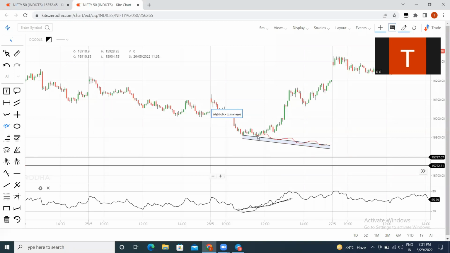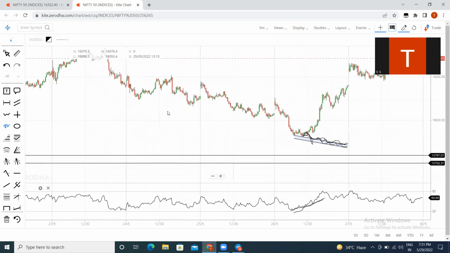The only time I will exit puts on this day is when it falls below this trend line. If it breaks this trend line, I will exit my put. Till the time it is trading above this trend line, I will hold on to my put. Till the time it's trading above this channel, I will hold on to my put, because eventually by 3:20, I know it will become zero because I have sold the put here. This is on expiry, guys.